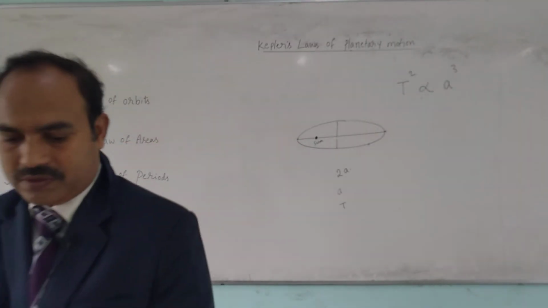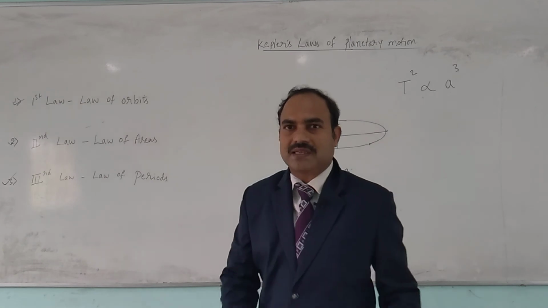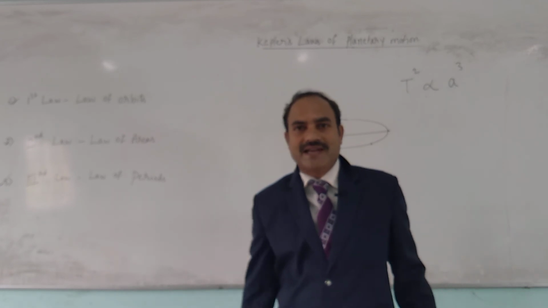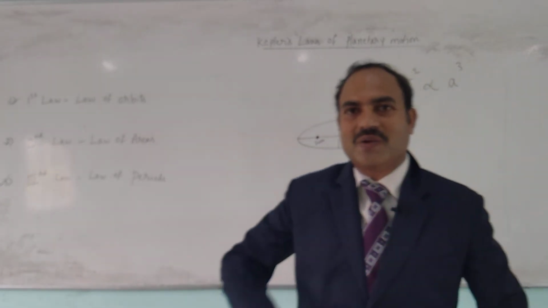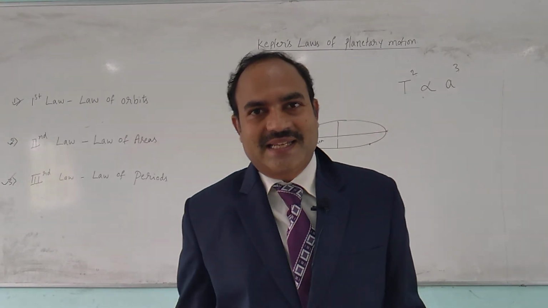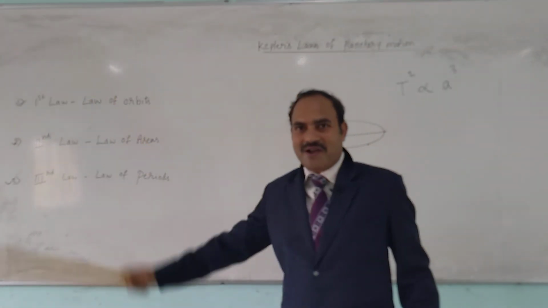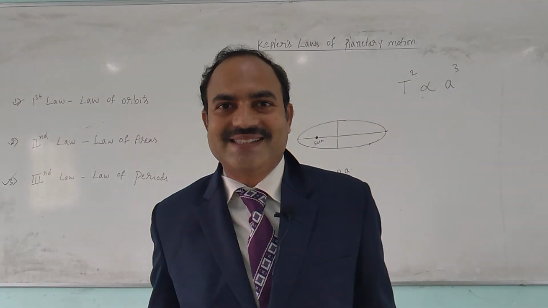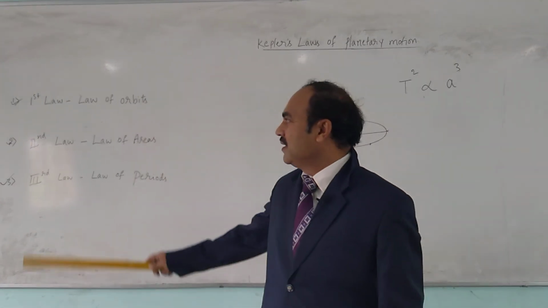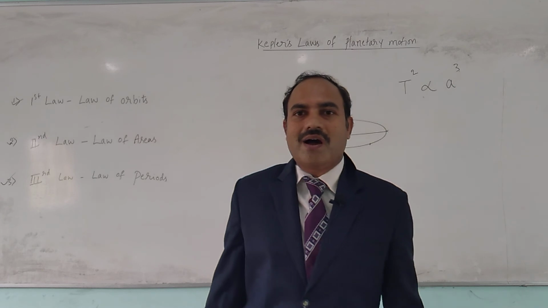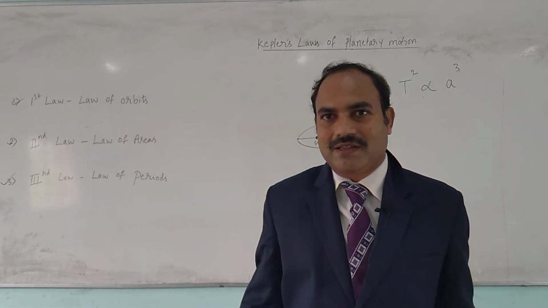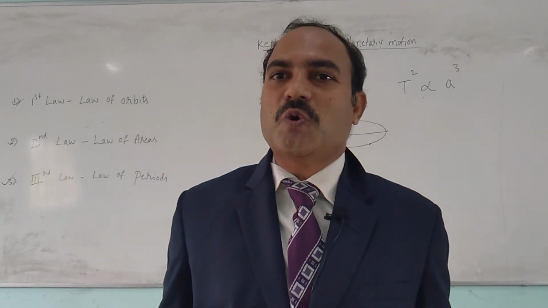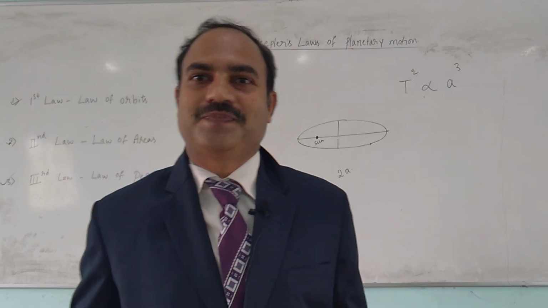Now, let us summarize. There are three Kepler's laws of planetary motion. Kepler's first law is also called the law of orbits: every planet revolves around the sun in an elliptical orbit with the sun at one of the foci. Circular orbits are a special case of elliptical orbits. The second law is called the law of areas: the radius vector joining the sun to the planet sweeps equal areas in equal intervals of time. Kepler's third law is called the law of periods: the square of the time period of the planet is directly proportional to the cube of its semi-major axis. Thank you.